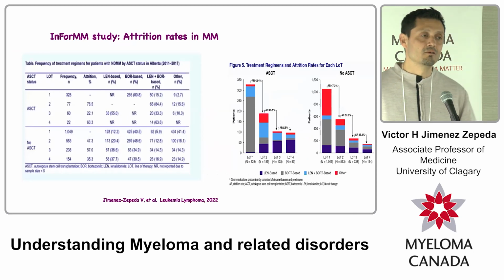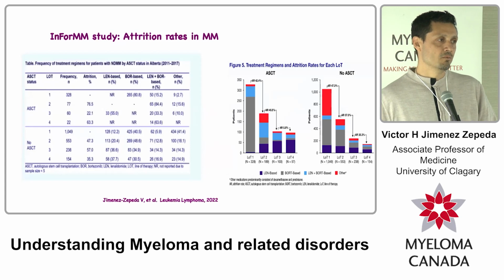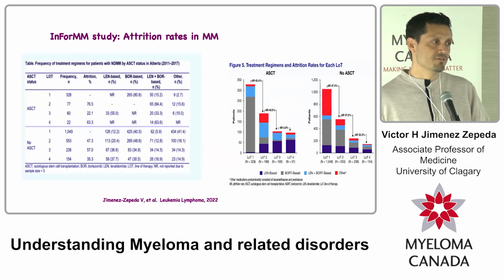And that's why we always want to do the best treatment up front. We know that people with myeloma present with the disease at the age of 67 to 70, depending on where you are. Our average age of diagnosis is around 67 here in Calgary.